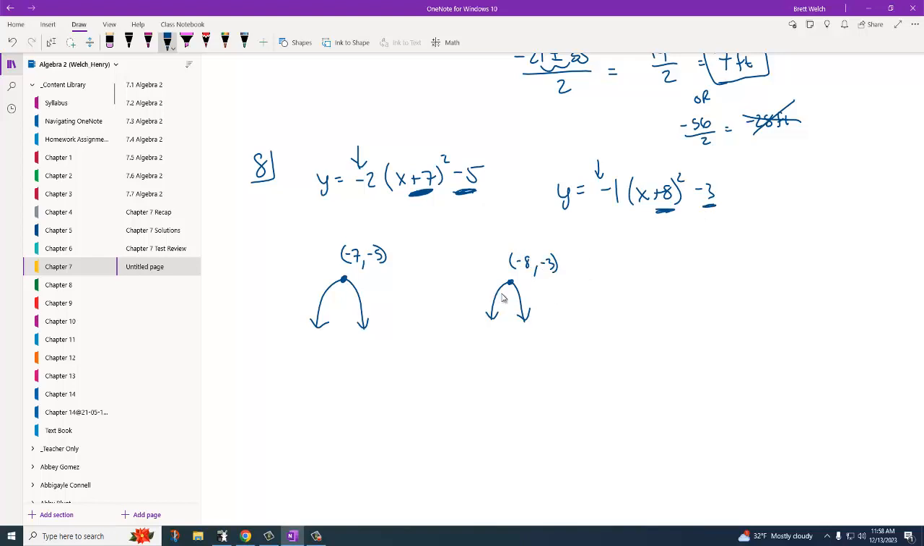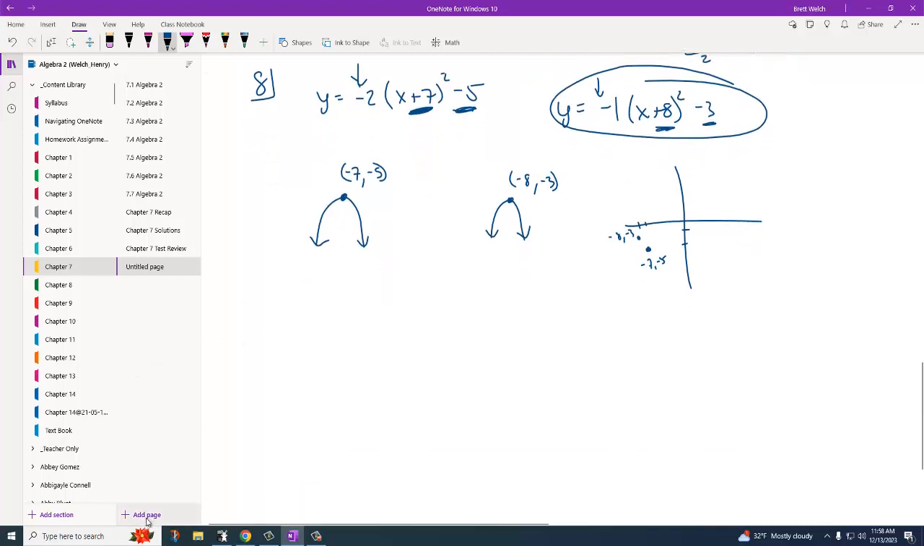But when we say which one has a larger maximum, we're asking which hill is taller. If you think about a coordinate plane, this first one's at -7, -5, sitting right there. The second one is at -8, -3. So who's up higher? Well, the -8, -3 is, and so that's all I need to do: identify which one is taller.